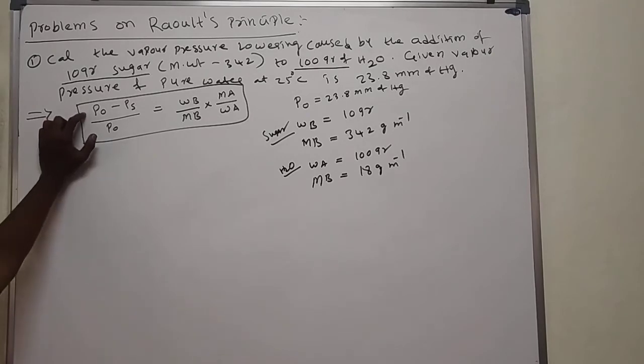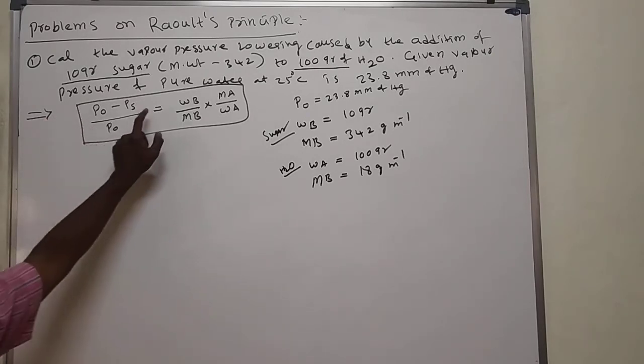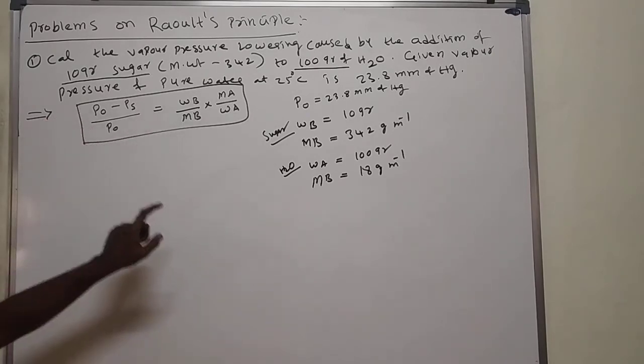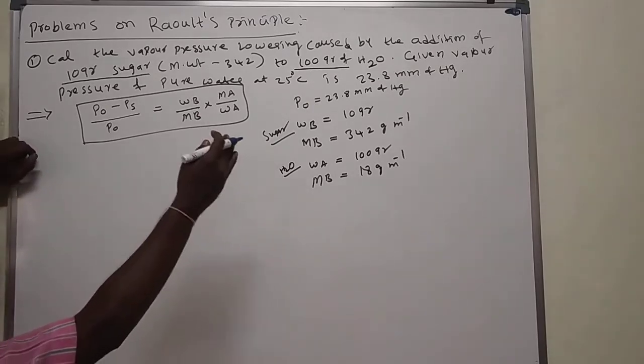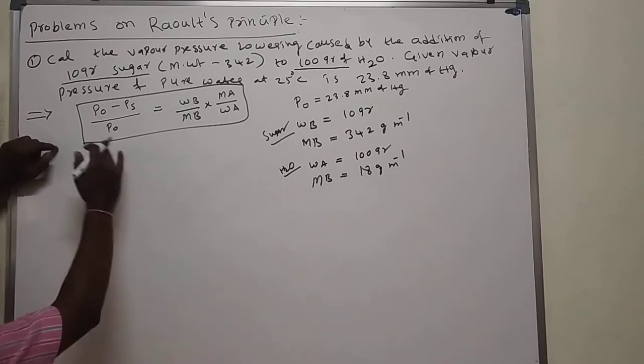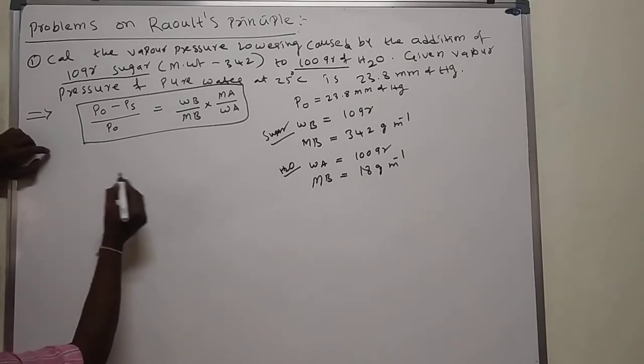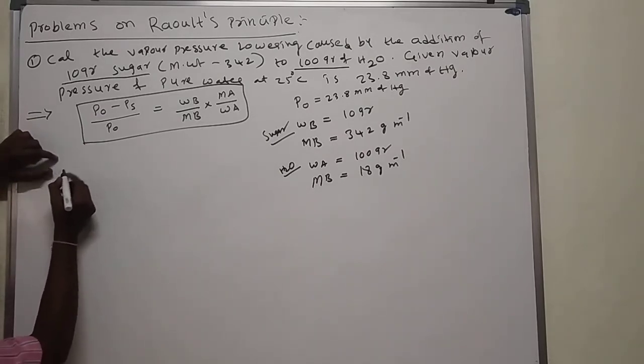Okay, P naught is the vapor pressure of pure solvent. Ps is vapor pressure of solution. WB is the weight of solute. MB is molecular weight of solute. MA is molecular weight of solvent. WA is weight of solvent. Data given now, already we know 5 terms. We calculate the 5th term, Ps. Here substitute.